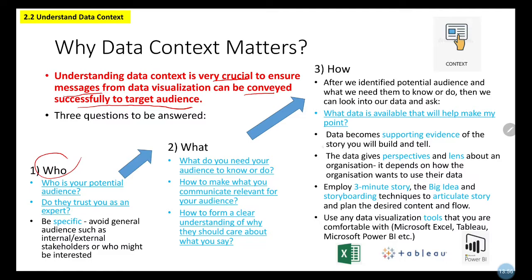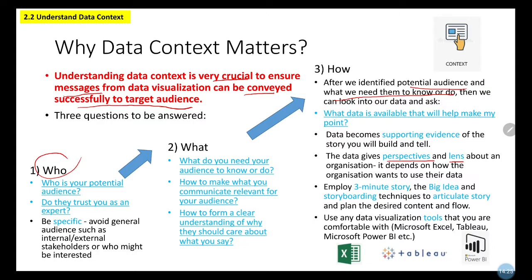After we have identified the potential audience and what we need them to know or do, then we can look into our data and ask what data is available that will help make my point. As you know, data becomes supporting evidence of the story that you will build and tell, because data will give perspective and also a lens. Lens is kanta.